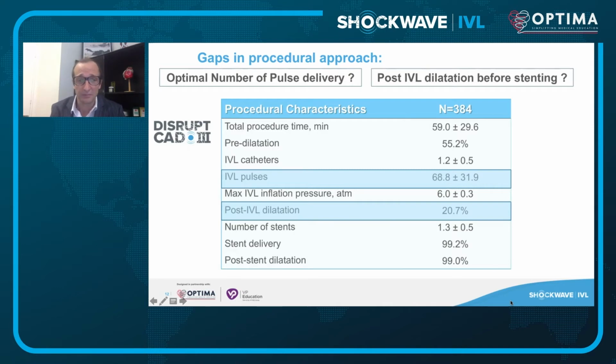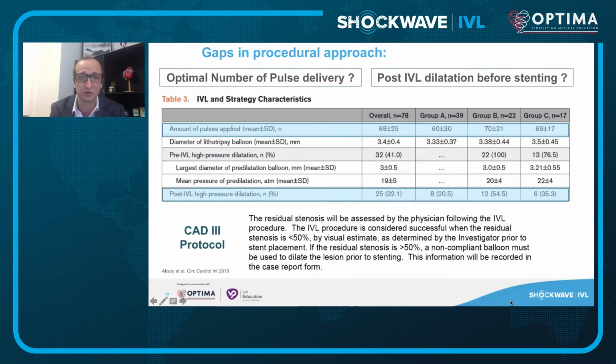Interestingly, there is only 20% of post-IVL dilatation before stent implantation. And when we compare with what we do in our daily practice, with this observatory published by Achour and team, you can see that in this cohort split in 3 groups, there is a large heterogeneity in the number of pulses applied on the lesion, but also a large heterogeneity in the use of post-IVL high-pressure dilatation before stenting, ranging from 20% to 50% of the patients. And so there is actually no consensus on the answer we have to bring to these 2 questions: number of pulses, and post-IVL dilatation.